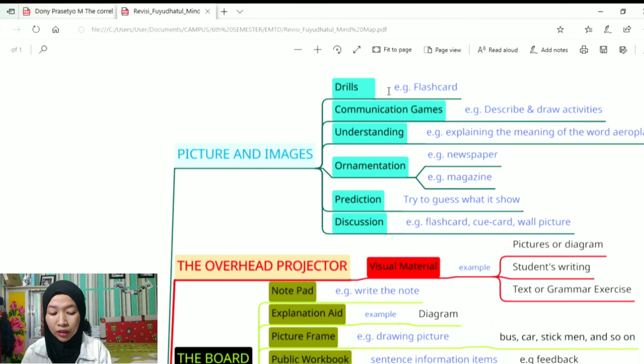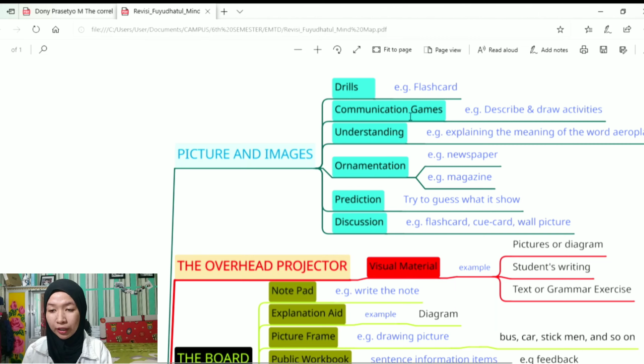So, drills is a traditional use for picture. For example, flashcard. Sometimes teachers use larger wall pictures. Teachers put students in pair group and give them some cue or clues. And then when students pick up the card, the teacher says the sentence that the card suggests.